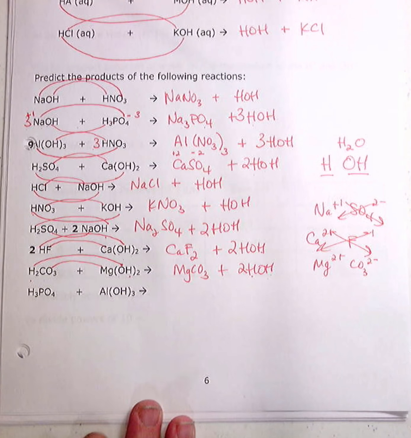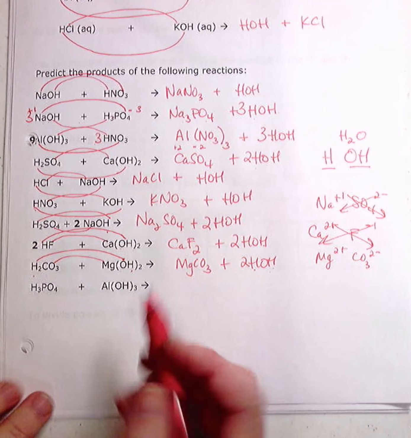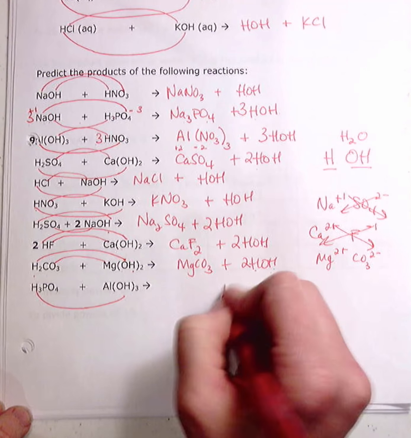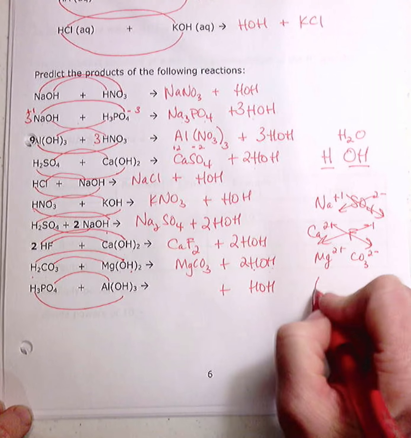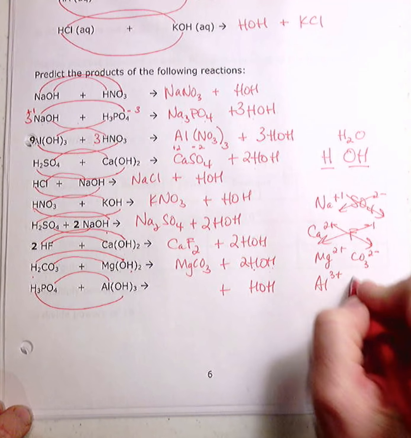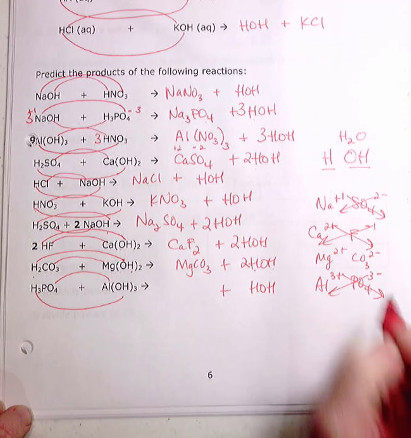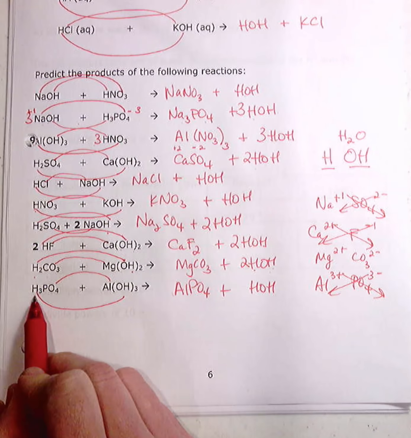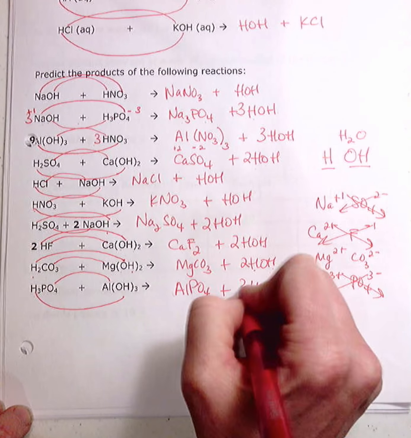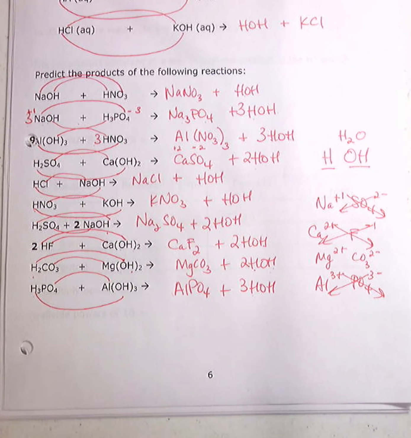And then the last one, you have phosphoric acid reacting with aluminum hydroxide. So you're going to get HOH and aluminum phosphate. Let's look at the formula for that. It's plus 3, phosphate's negative 3. So it's just going to be 1 and 1, AlPO4. 3 hydrogens, 1 hydrogen. I need to put a 3 there. 3 hydroxides, 3 hydroxides. So it's all balanced.